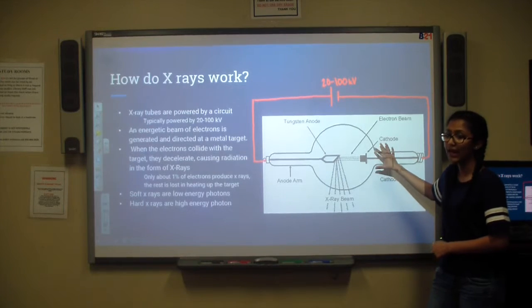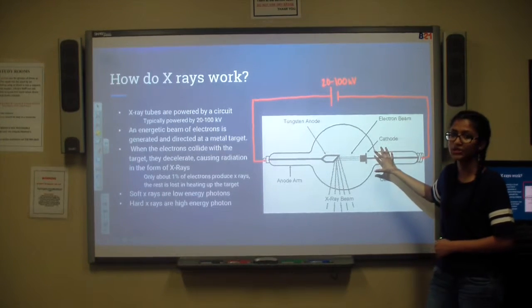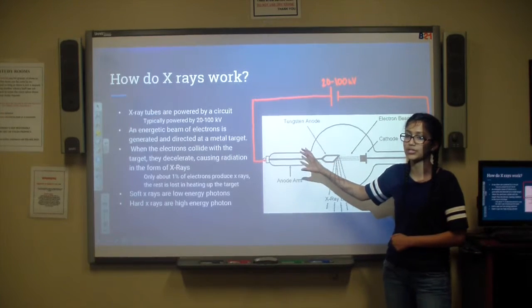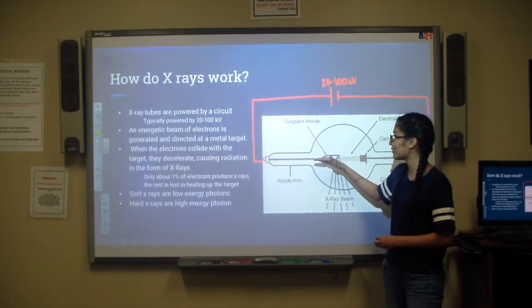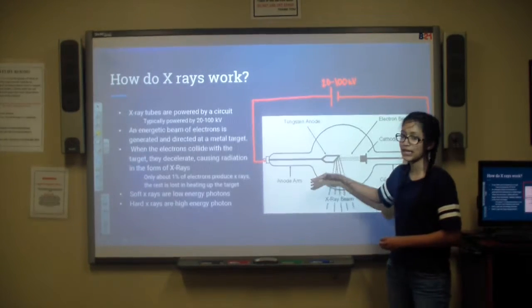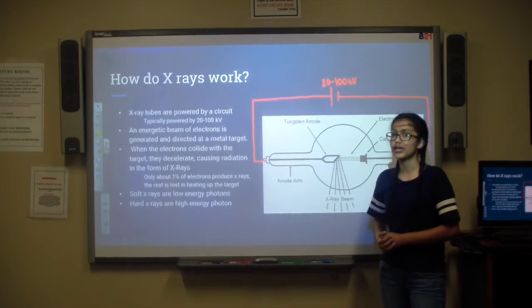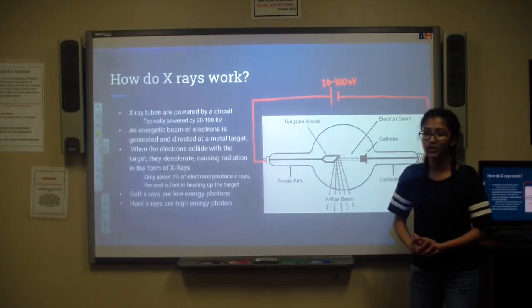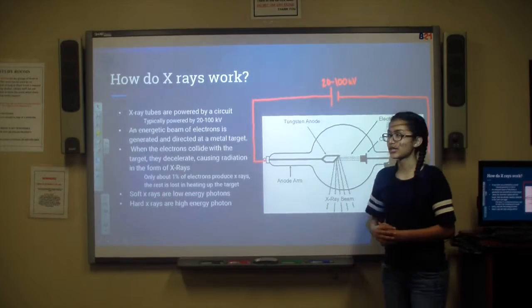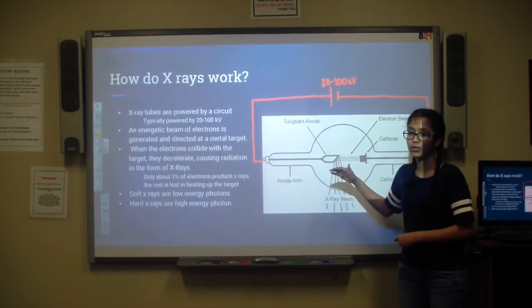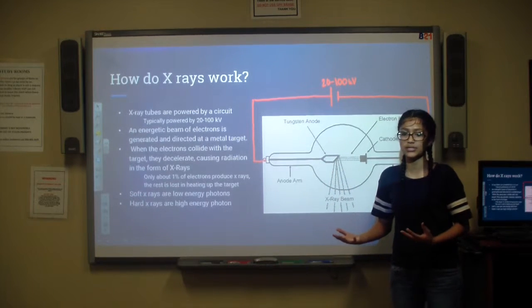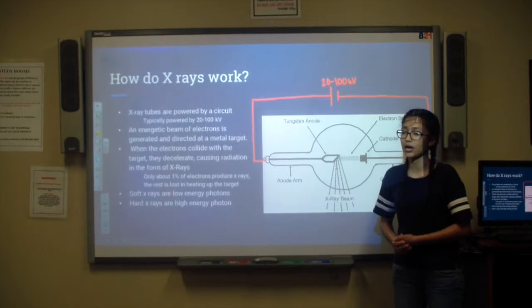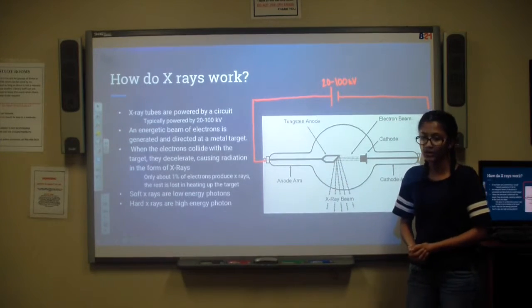So the cathode is the negatively charged side, while the anode is the positively charged side. When the electrons move toward the positive side, they decelerate, which is what causes radiation in the form of X-rays. Only about 1% of the electrons that pass through the X-ray tube produce X-rays, while the other 99% is lost in the heating up of the target metal.